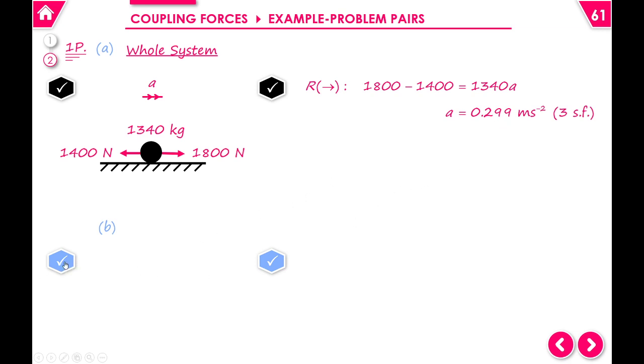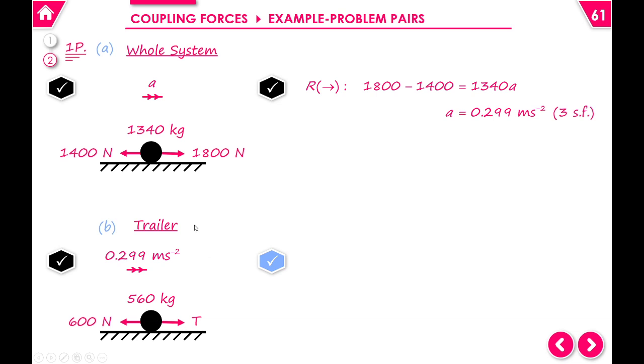Once we know that, we're looking for the tension. You've got plenty of choices. I've done it here with the trailer. I've done the trailer, the tension pulling it forwards in the tow bar, minus just the resistive force on the trailer, don't include the other one, and that's going to equal 560 times my acceleration from part A. Something to consider when you're doing these questions: if you use the answer from a previous part in the next part, always make sure you use the exact value you've got here.